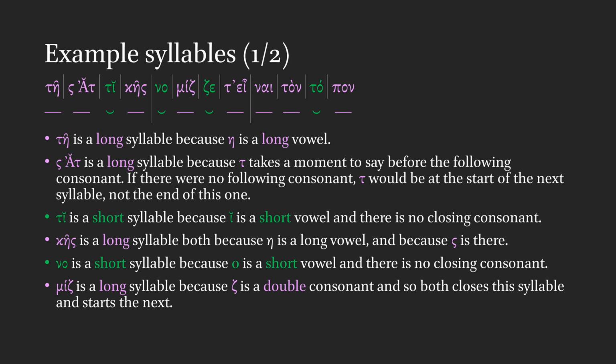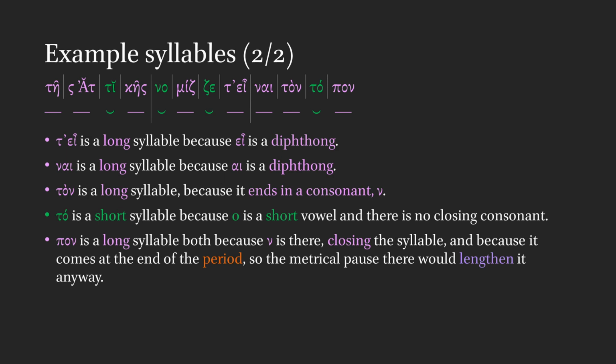Mis is a long syllable because zeta is a double consonant, so it both closes this syllable and starts the next. Ti is a long syllable because e is a diphthong. Nai is a long syllable because i is a diphthong. Ton is a long syllable because it ends in a consonant, nu. To is a short syllable because omicron is a short vowel and there's no closing consonant.